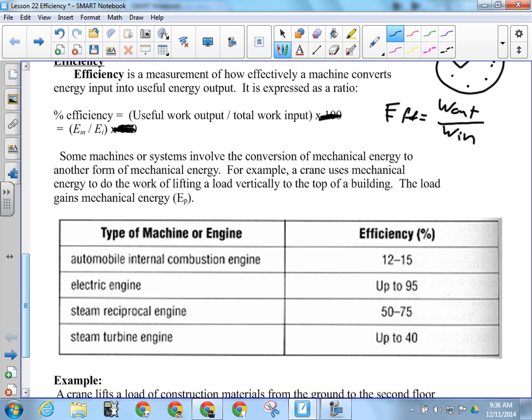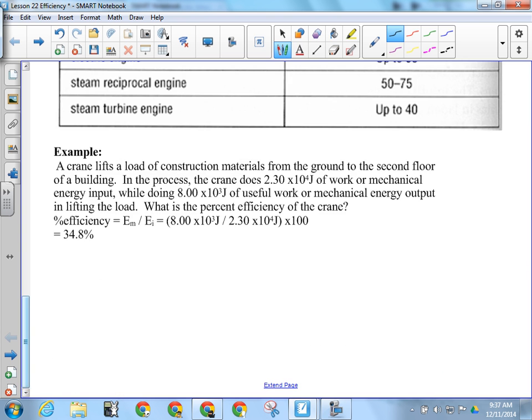Steam reciprocal engine. Well, we don't see many of those anymore, but they run 50 to 75% efficiency. It's essentially like a turbine. Turbine engines, 40%. So turbines are certainly more efficient than automobile internal combustion because there's fewer conversions using a turbine than there is here. The more conversions of energy you have, the less efficient you're going to be. All right, so we're looking at this example here.